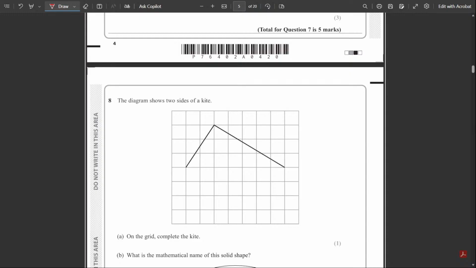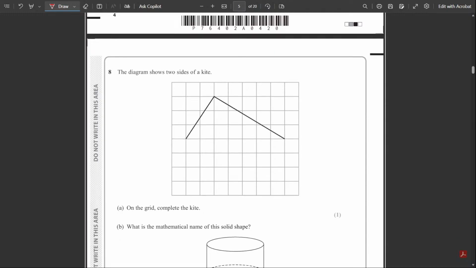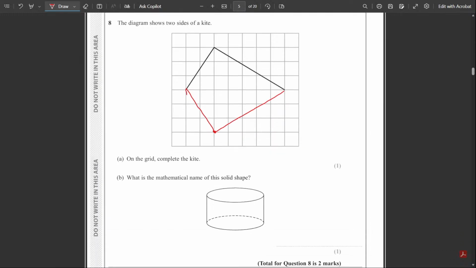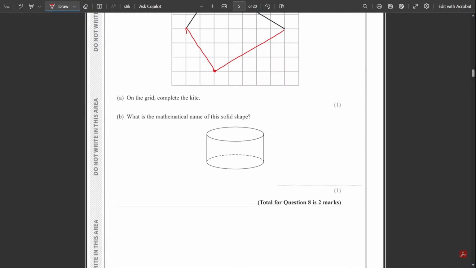The diagram shows two sides of the kite. On the grid, complete the kite. The kite has two lengths that are adjacent, and the adjacent lengths are equal. So again, remember I'm going 3 across, 2 down, so I'm going to look through that way. 3 across and 2 down. So this is that point. So you can join them up. Again, I say use the ruler when you're joining them up. And that will join here. So that creates the kite. Solid, what's that? Cylinder.